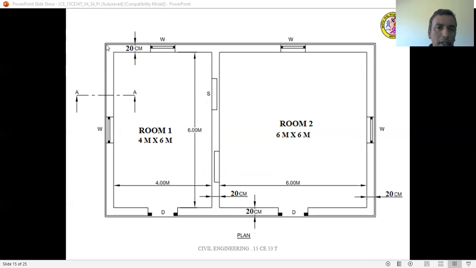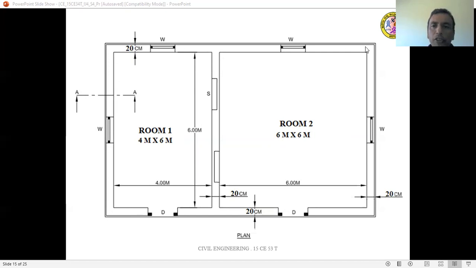Similarly, by adding the dimension from this corner outside of this wall to the outside surface of this wall, you can get the breadth of the RCC slab. Here, you have to measure the vertical dimension from the outer surface of the wall to the outer surface of the wall. Here, the thickness of wall is 0.2 meter. 0.2 meter plus the vertical dimension of 6 meter gives 6.2, then you can add one more thickness of the wall, 6.4 meter. Total breadth of the RCC slab is equal to 6.4 meter.